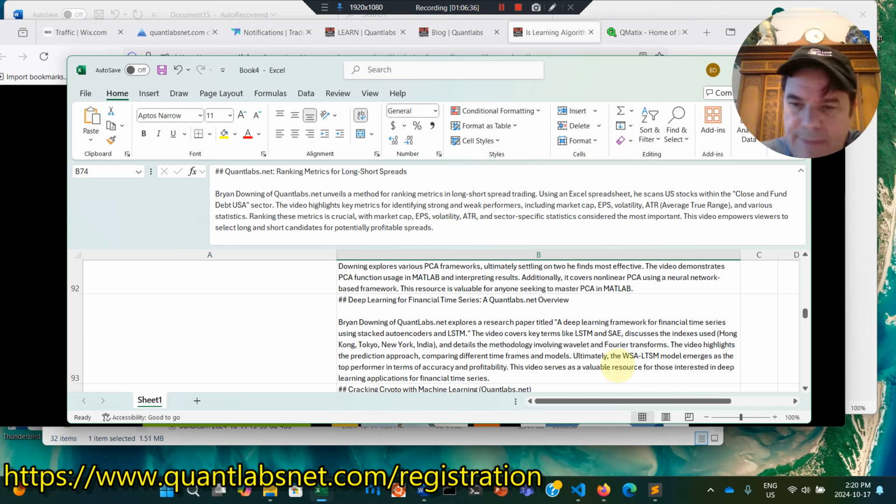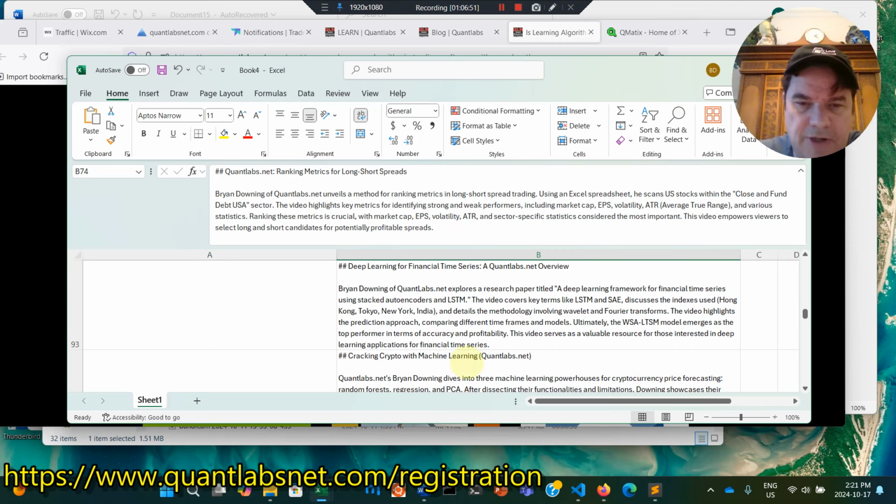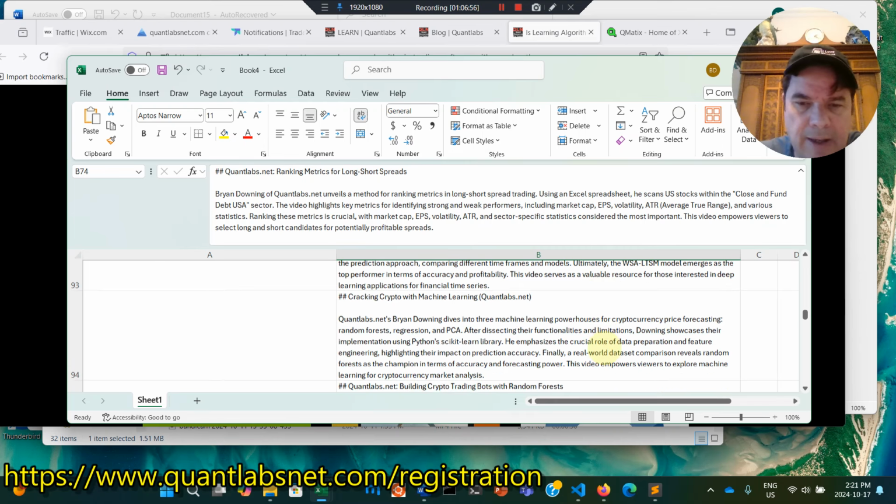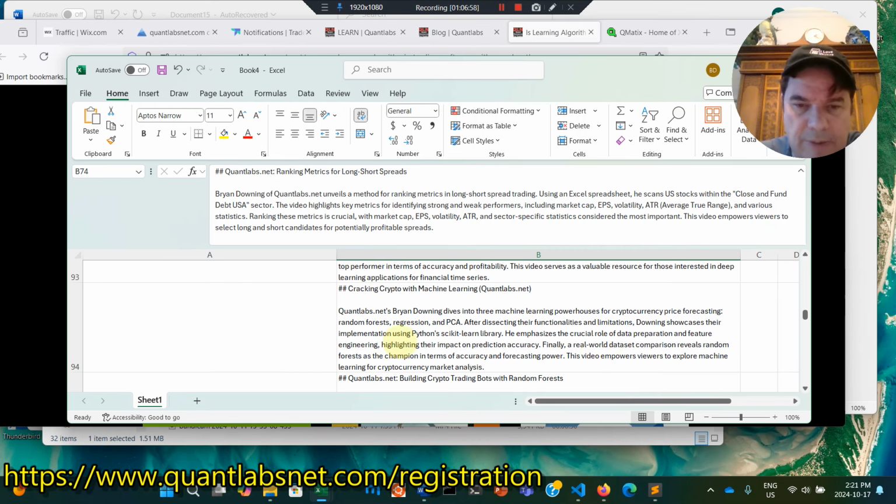Again, this is how advanced it can get. The WSA LSTM model emerges as a top performer in accuracy and profitability. That's why it's been popular. Valuable resources for those interested in deep learning applications for financial time series. So now we can move into crypto at the time.